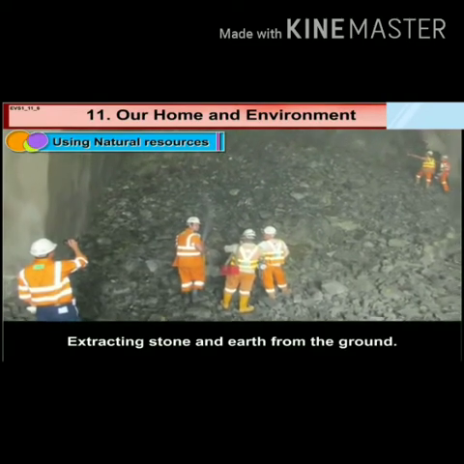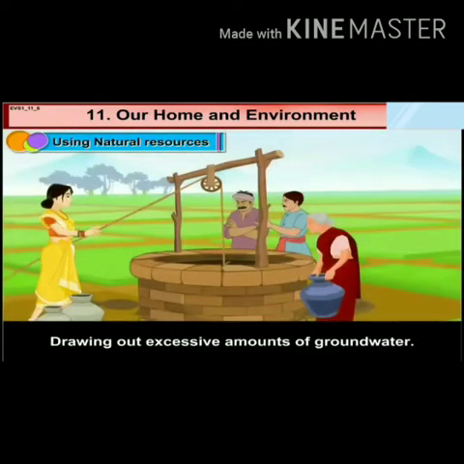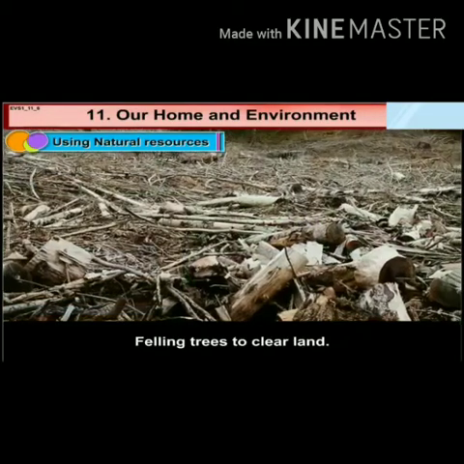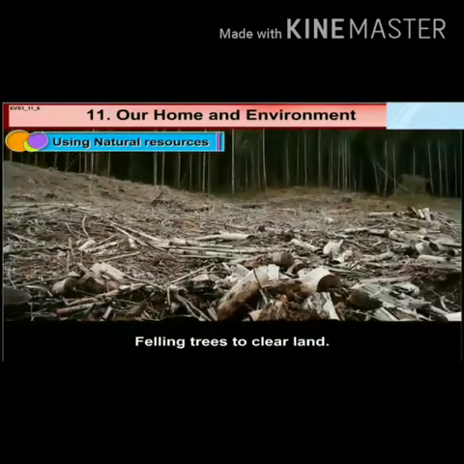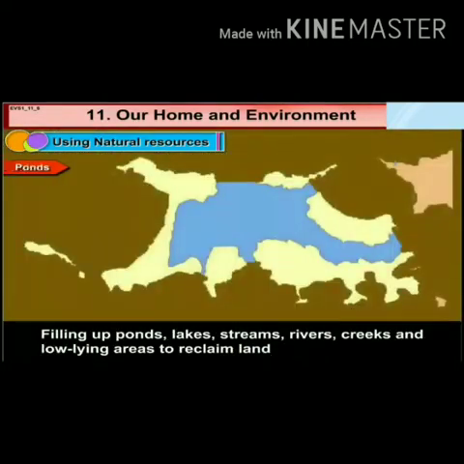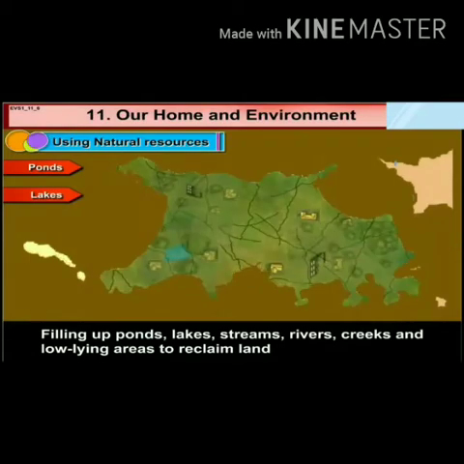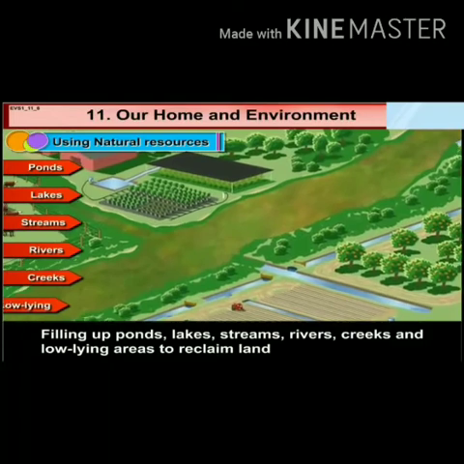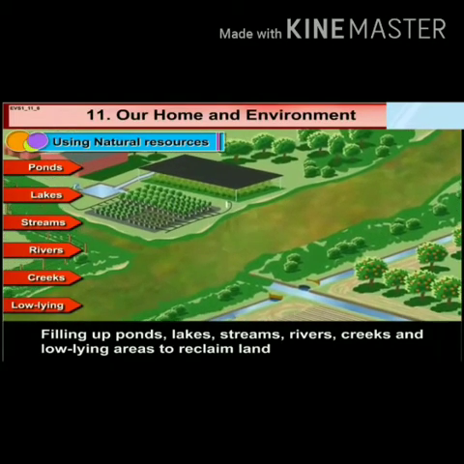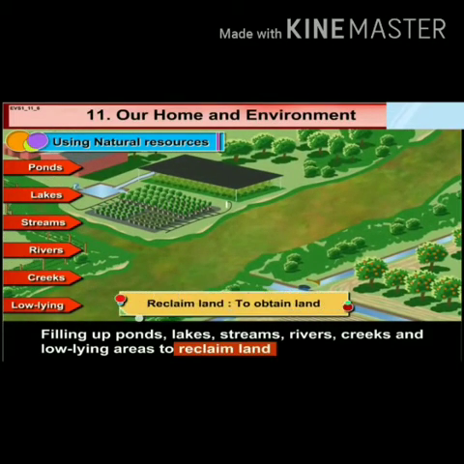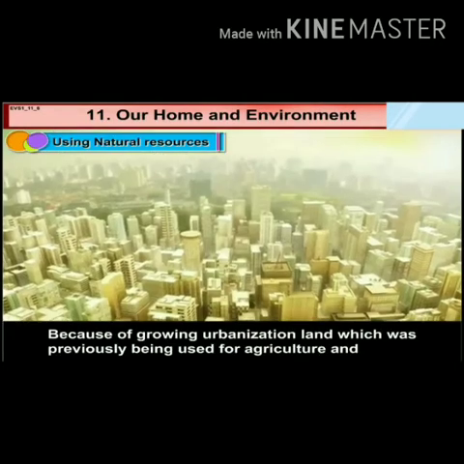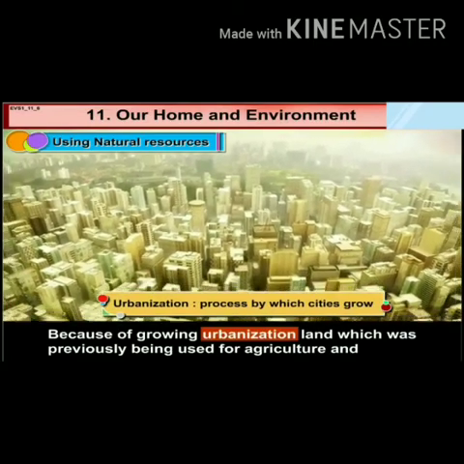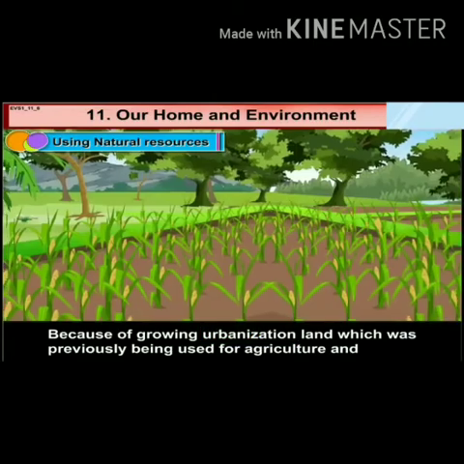Extracting stone and earth from the ground. Drawing out excessive amounts of groundwater. Trees are being cut down and the land is cleared. Filling up ponds, lakes, streams, rivers, creeks, and low-lying areas to reclaim land. What is reclaim land? To obtain land. Because of growing urbanization, what does it mean? Process by which cities grow.